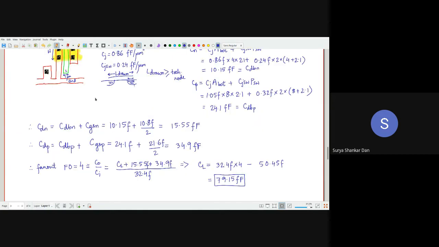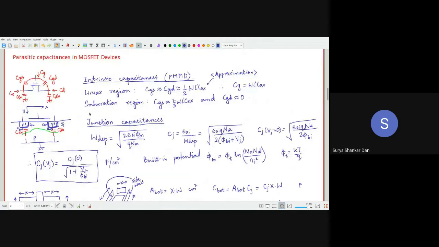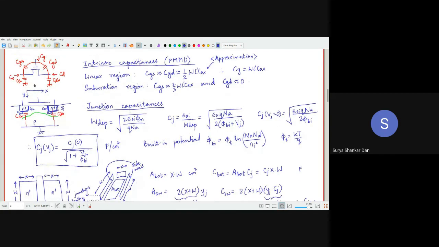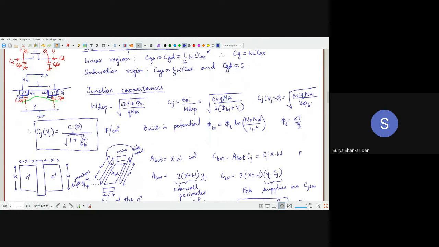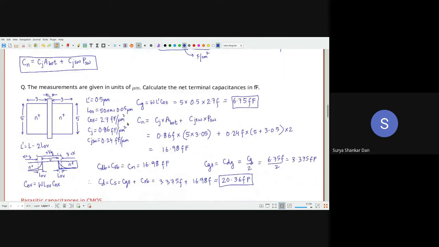So that is basically the summary of a small discussion about the intrinsic capacitances here. Okay. In the next class, what we will do is we will start with the parasitics proper. That means the junction capacitances and the sidewall capacitances, bottom capacitances, and all that.